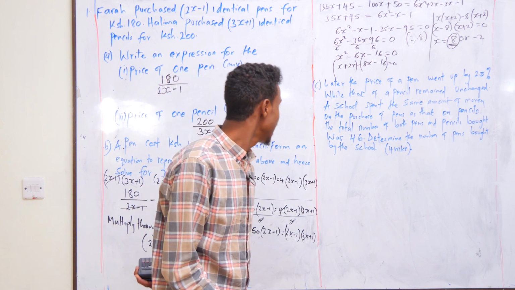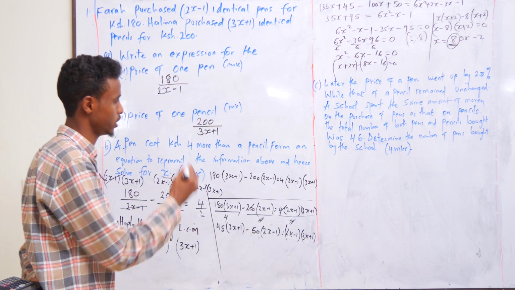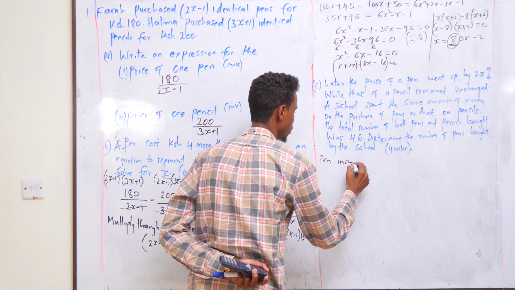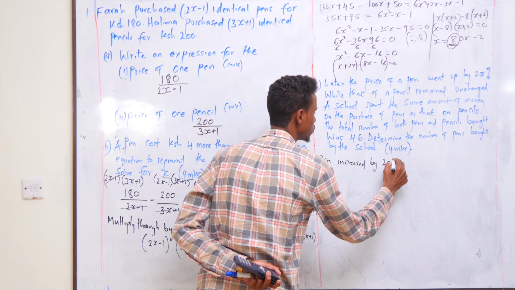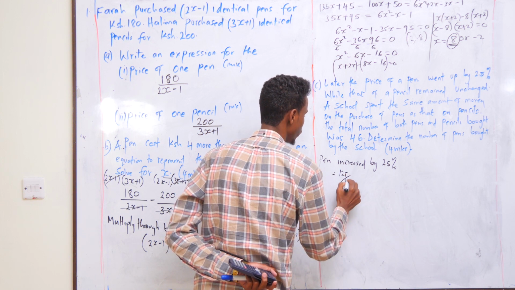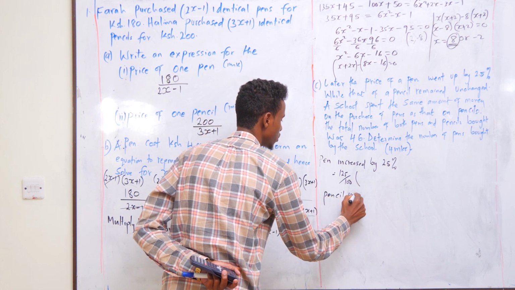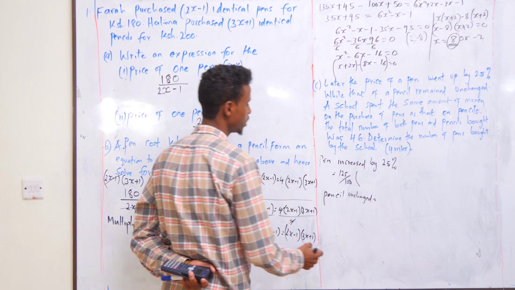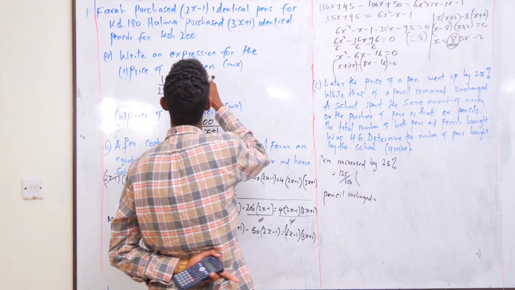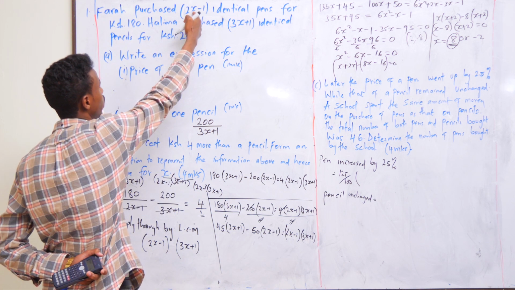Now, part C of the question. Later, the price of a pen went up by 25%, while that of a pencil remained unchanged. The price of a pen increased by 25%, so it will now be 125 out of 100. The pencil is unchanged. Now, what is the price of a pen first? He spent 180 cash for the whole pens, but he purchased 2x, and you got the value of x as 8.